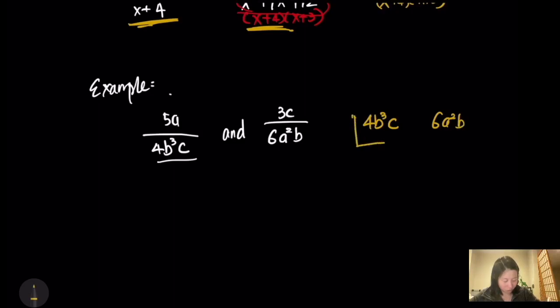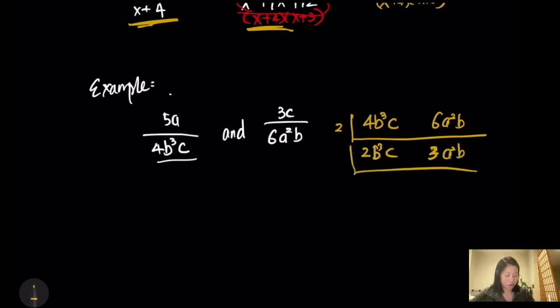Okay, so now we can take a look. What do they have in common? You can consider this as a division. For the coefficients, they have in common 2. If we divide it by 2, you will have 2 left and 3 left. And then you have b cubed c and a squared b. Now, the variables. You can find the common factor variable. When it comes to a, you don't have any common, so we keep it down.